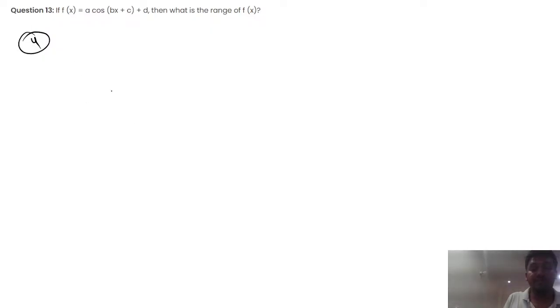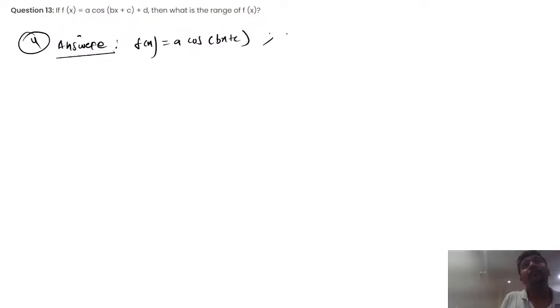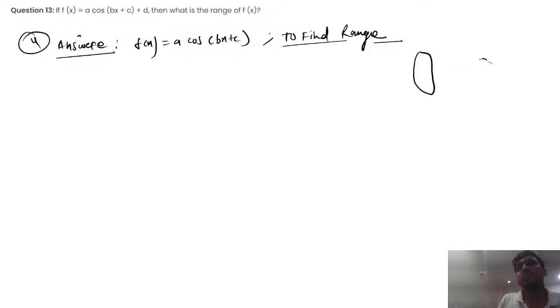What is f of x? Now we start the answer. f of x is a cos bx plus c. What do we have to find? To find the range of the function. And what is range? It is the image of the function. Now, just for concept clarity, just as an introduction part.